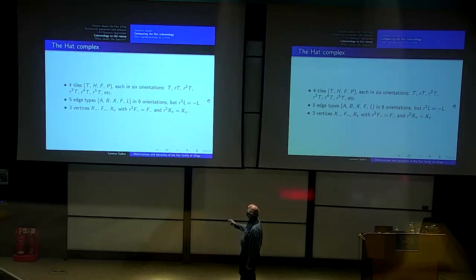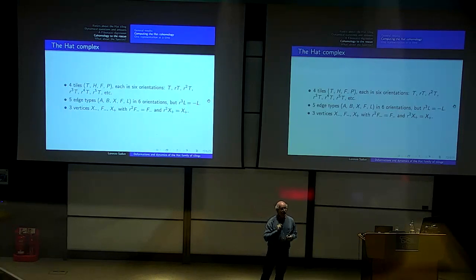So I'm going to have T, RT, R squared T, R cubed T, R to the 4th T, R to the 5th T, H, RH, R squared H, etc., where R means rotate in the positive direction by 60 degrees. And then there are 5 edge types. 4 of them have a direction, and so come in 6 orientations. And one of them doesn't have a direction, so if you rotate it by 180 degrees, you get the same geometric set. But if you were going this way and you rotate by 180 degrees, now you're going the other way. So R cubed times that L tile as a chain is minus the L tile.